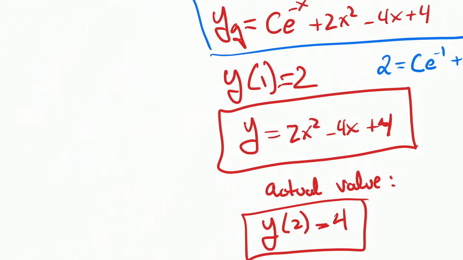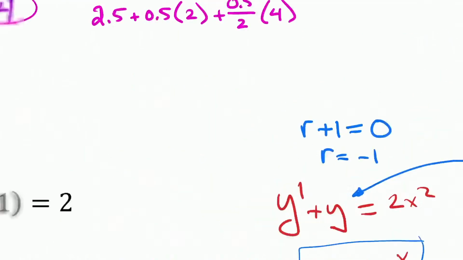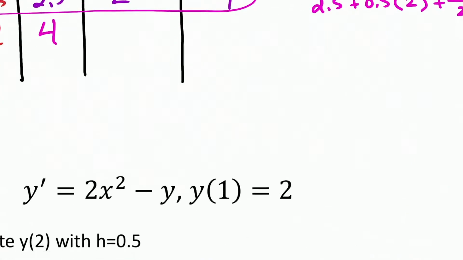So this was, like I said, I don't want to say it's random because it doesn't feel random when I'm choosing the numbers, but I just picked two numbers. I thought I will pick y of 1 equals 2. How hard can that be?